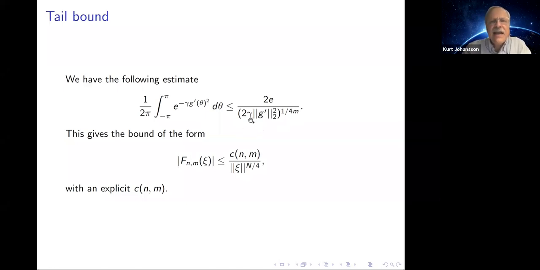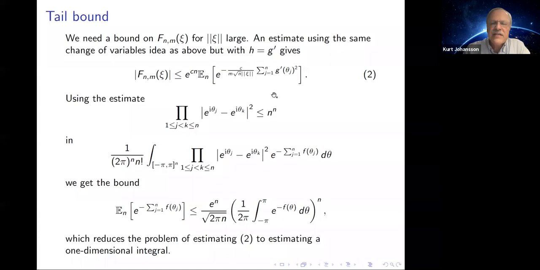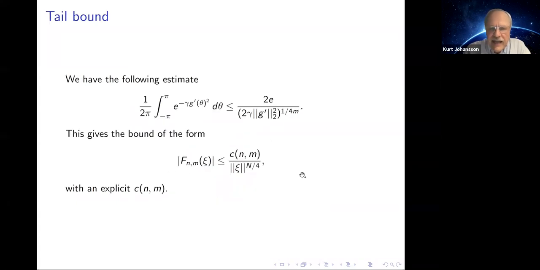So therefore, I get this rather slow decay. I get this 1/4 to the m. That sort of comes from a worst case that I could have in this integral here. But anyway, using this bound and using it to estimate this expectation here, I get a decay like this.